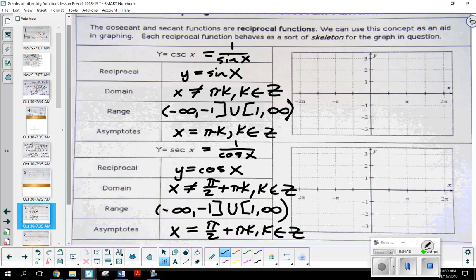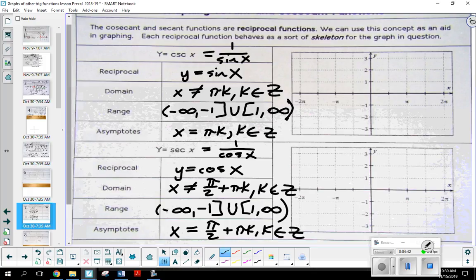Now we can use this concept as an aid in graphing. Each reciprocal function behaves as a sort of skeleton for the graph in question. So if you feel really comfortable with the graphs of sine and cosine, graphs of secant and cosecant are going to be really, really easy for you. In fact, I started by saying that cosecant of x is equal to 1 over sine of x. Very similar to what we did with tangent and cotangent.